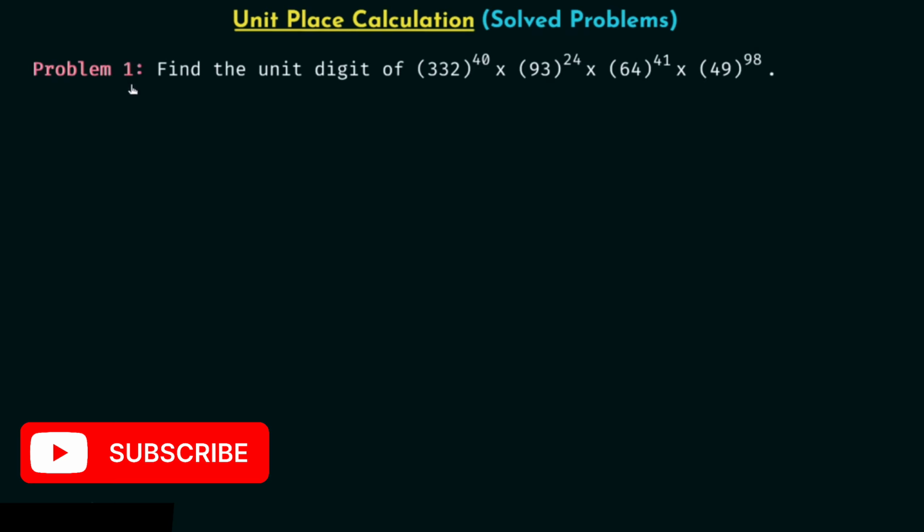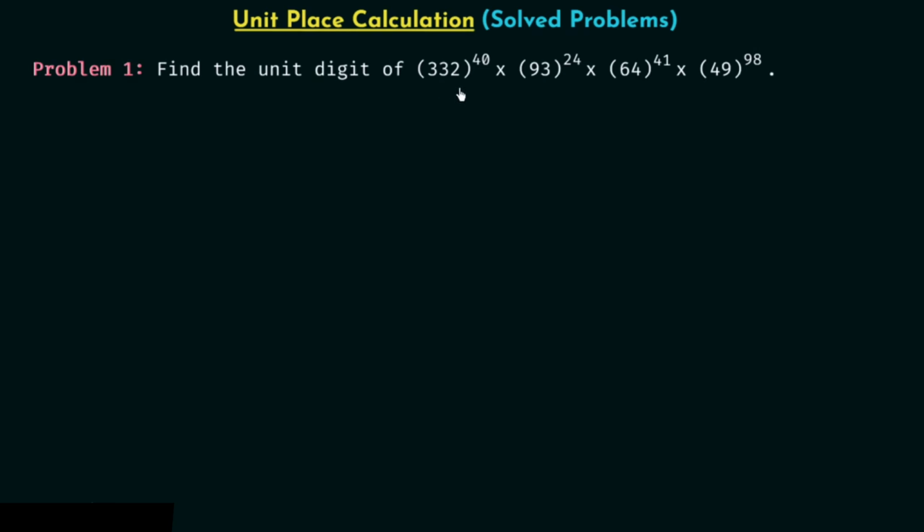In this problem, we are required to find the unit digit of 332 raised to power 40 multiplied to 93 raised to power 24 multiplied to 64 raised to power 41 multiplied to 49 raised to power 98. So we are required to find out the digit at unit place of this multiplication. So let us see how to solve this problem.